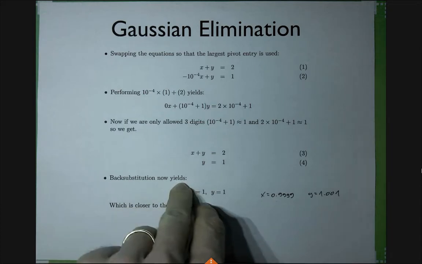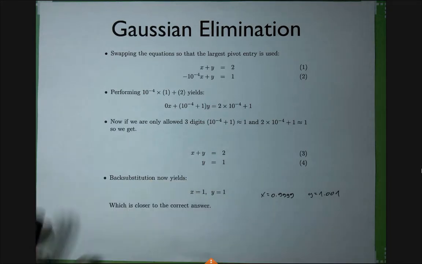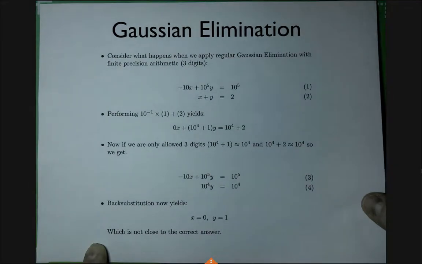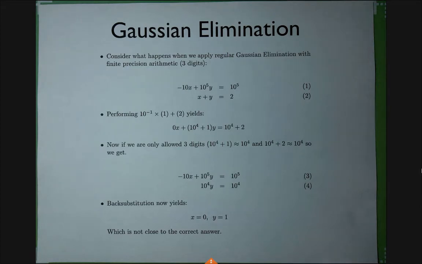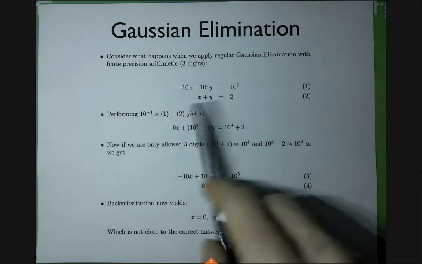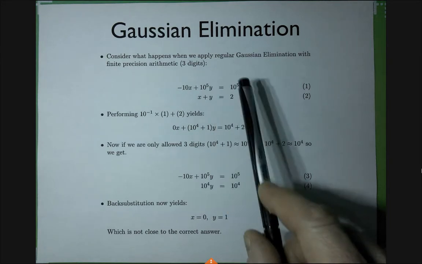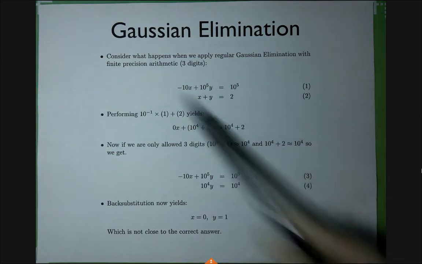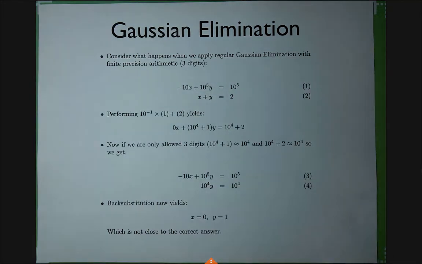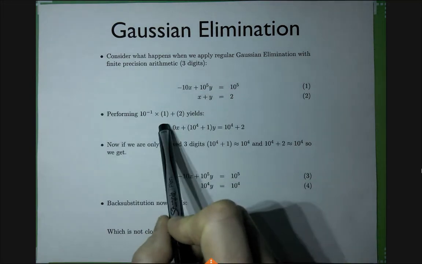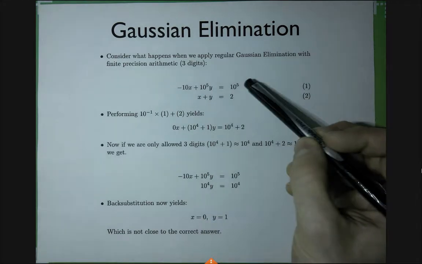So here is another type of problem that can happen. Partial pivoting is the reordering of the rows. It solves most of the problems, but unfortunately not all of them. Here is another type of problem that can happen when solving systems using Gaussian elimination. So let's take a look at this example. Again, we are allowing ourselves only 3 digits worth of precision. So let's try applying Gaussian elimination to this system.